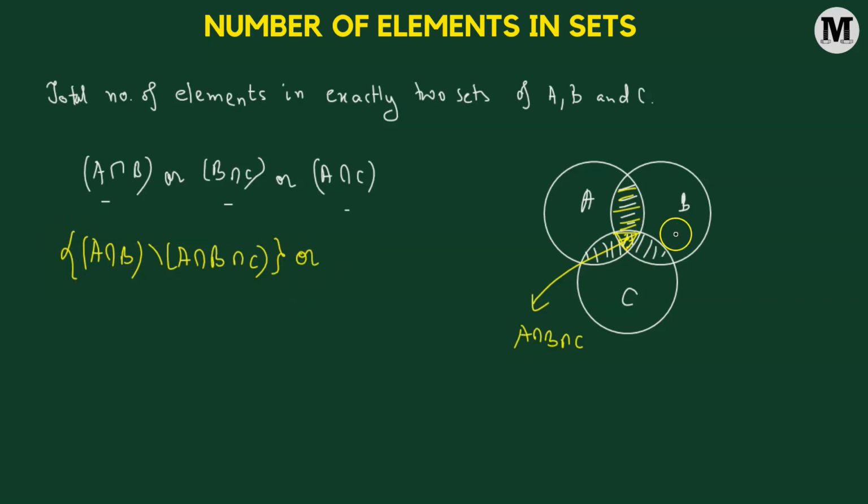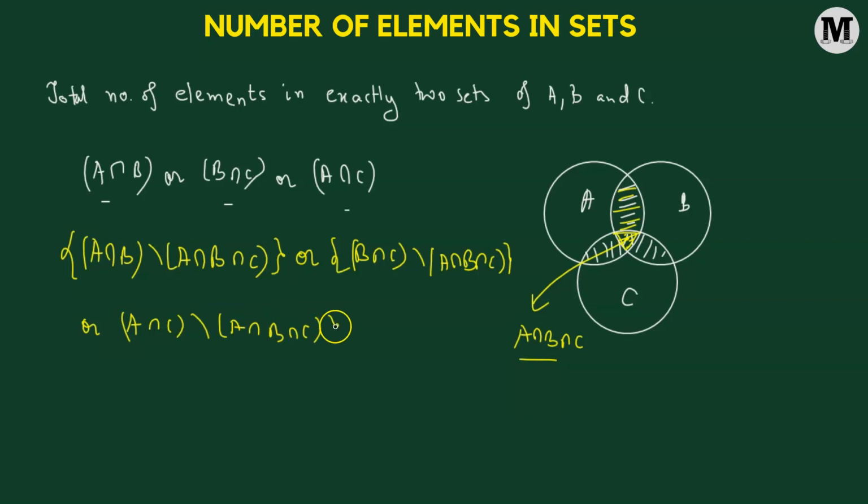Or if we are taking the common elements between B and C, that means we are assuming the element is exactly present between B and C, then we have to exclude A intersection B intersection C as well. So that means we will take B intersection C minus A intersection B intersection C. Or the third scenario would be we take A intersection C only and we subtract A intersection B intersection C. So these are the three possibilities.